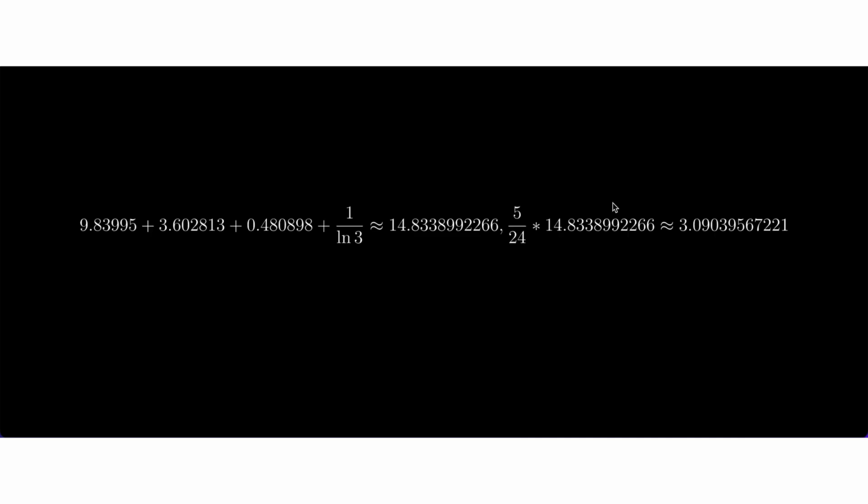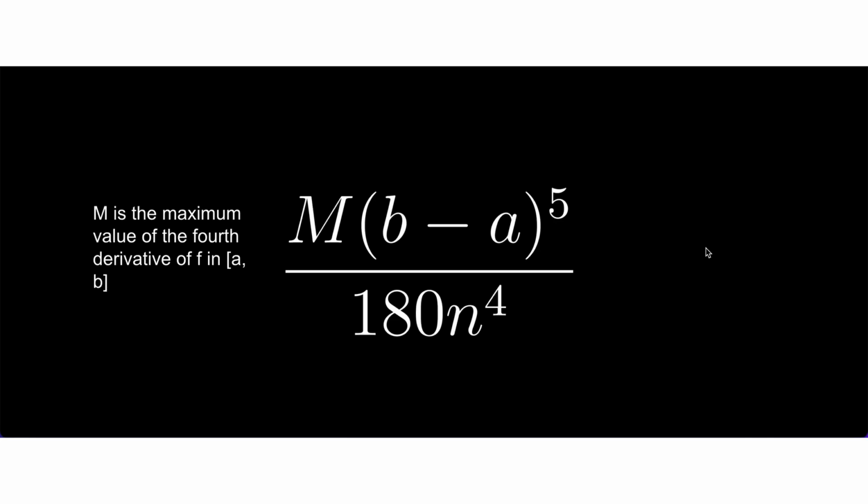Adding these all together, they will add up to 14.83389922266. Then we multiply that by 5 over 24, or h over 3, which approximately equals 3.090395672221, which is highly accurate to the actual area. Only about 0.000479 off. The error bound for the composite Simpson's rule has an n to the 4 term in its denominator, so doubling the amount of subdivisions or partitions used results in 16 times higher accuracy.